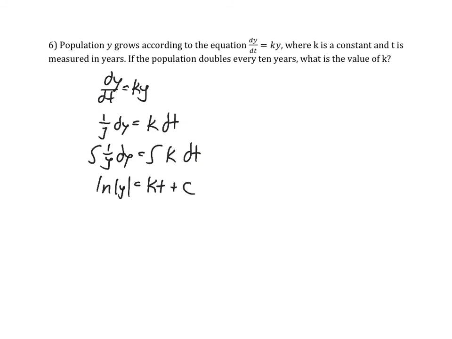Again, we've seen this ln of y a bunch. The way we're going to get rid of it, e to the ln of y equals e to the kt plus c. The left side simplifies to y, the right side, hopefully you've seen this enough now that you get it, that it's just y equals c e to the kt. That is my general solution.